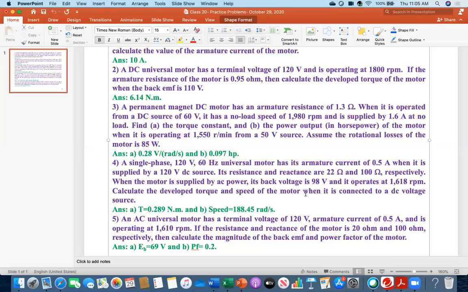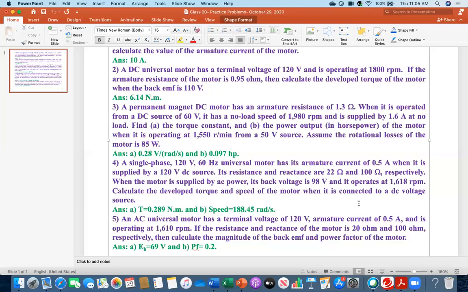We did a similar problem last class, but in last class the question was to find the torque and speed when it was connected to an AC source. Today, I am asking when the motor is connected to a DC voltage source. That's the question.